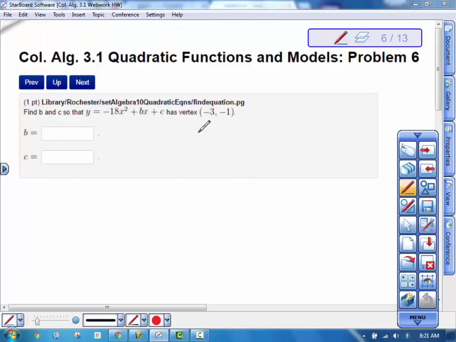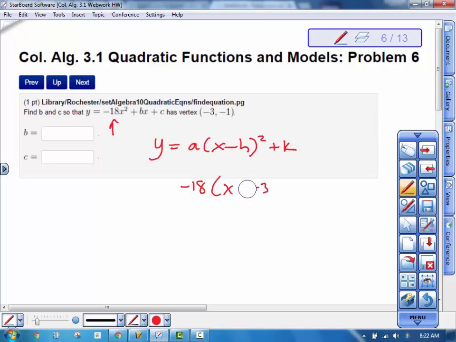Yeah, this is just a different problem for number 6, just to try to help you think outside the box, maybe a little creatively about vertex form and standard form. They give us the vertex in this case, and we actually know what A is because A is right there, right? AX squared plus BX plus C. So A is negative 18, and the vertex is negative 3, so it'd be x minus negative 3, which is x plus 3, squared minus 1. So that's my function.